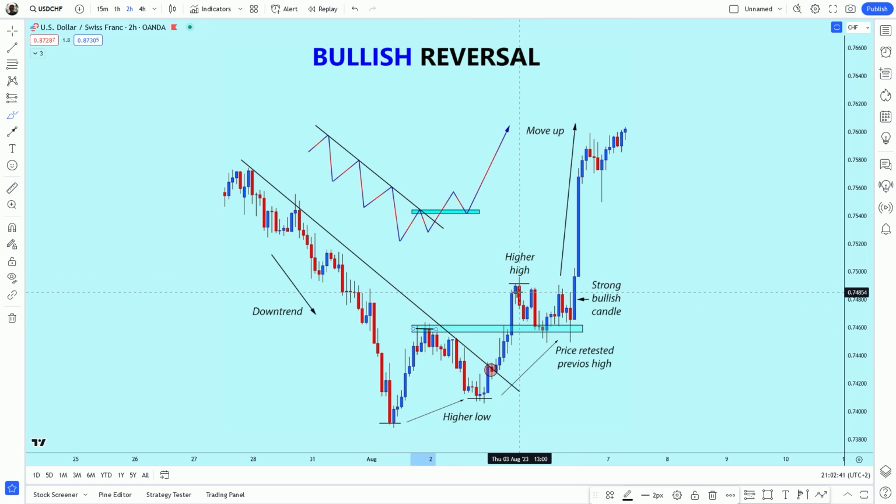At this point, you can be aggressive and look to buy, but I do not recommend that. I always like to wait for a retest and confirmation, and then I look to enter. As you can see, this time price went down to retest this previous key level and formed this bullish candlestick pattern.